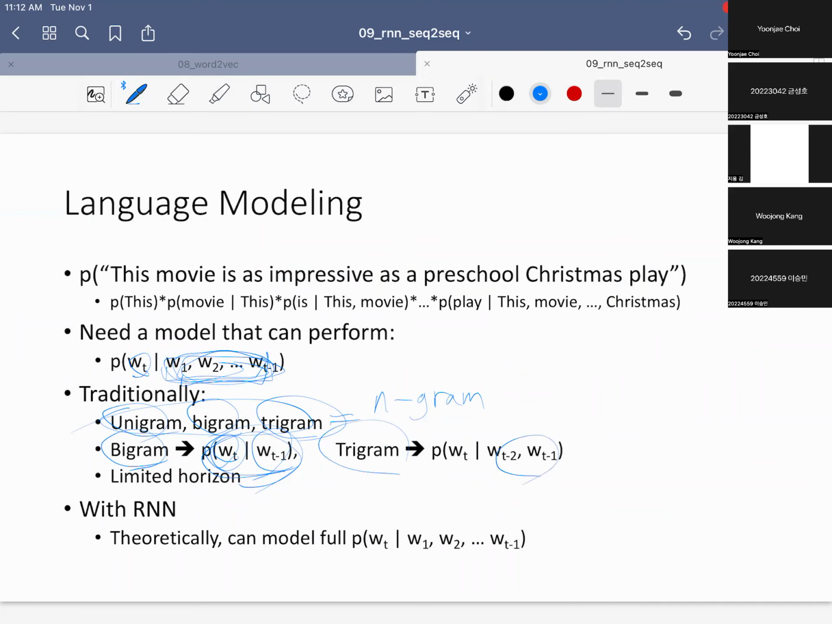Right? So in order to calculate the probability of WT, you need to look at the previous word and the word before that, and that's it. So in order to do this, you need to prepare all these different combinations. Basically, in order to do bigram, for example, if your English dictionary consists of 50,000 words, then you need a 50,000 by 50,000 matrix.